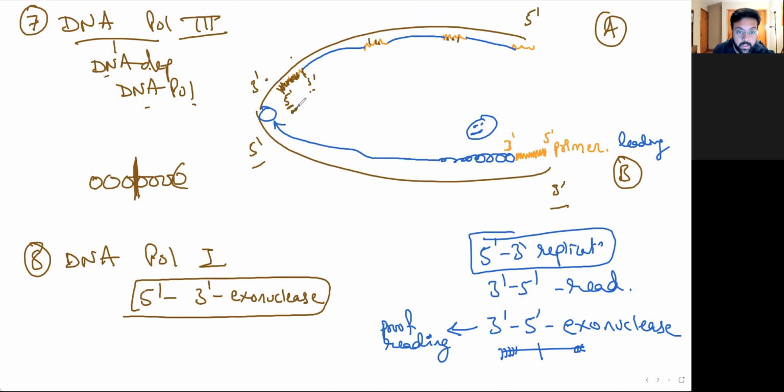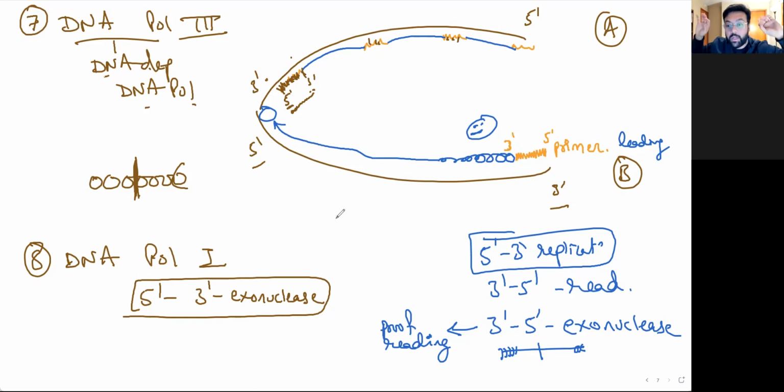So it's going to make new DNA here. And once it makes DNA from 5' to 3', it can also do 3' to 5' exonuclease activity. So it's just like DNA polymerase 3, but with extra 5' to 3' exonuclease activity. So basically, DNA polymerase 1 can cut from both sides, okay? 5' to 3' and 3' to 5'.